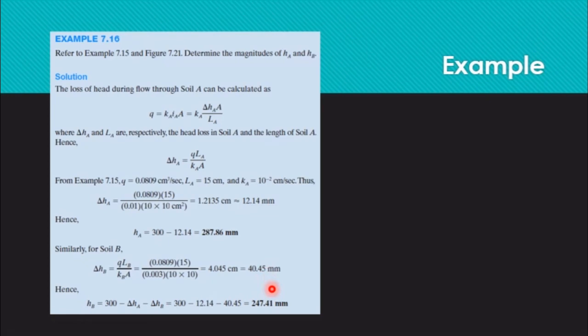Delta H. And then, yeah, you do the math. 300 minus delta H minus delta HB is equal to 300 minus 12.14 minus 40.45, which is 247.41. Yun yung HB. Hindi ko nalagay dito yung figure, so pakitignan na lang sa module.